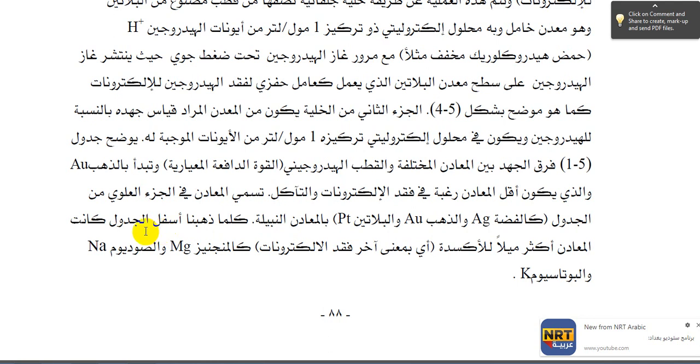The further up we travel through the table, the more oxidizable metals we get. For example, metals that actually tend to lose electrons extremely, such as magnesium Mg, sodium Na, and potassium K.